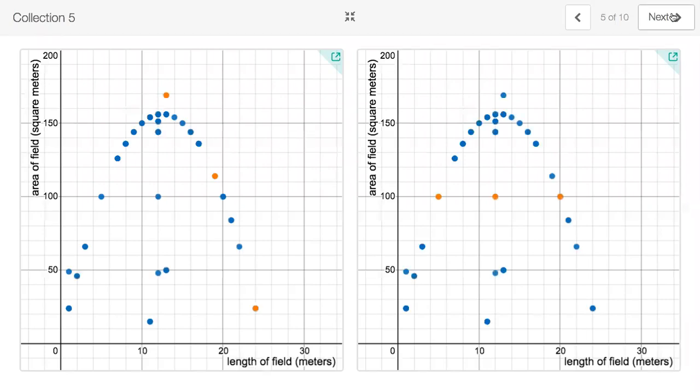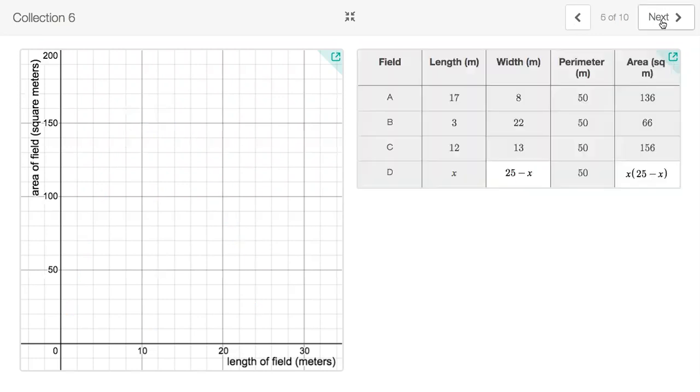Okay. So you can see in this one too, this one in the middle was a mistake. These two both work, they fit the pattern. The student should go back and check their one that was about 12 and see, did I get the width wrong or the area wrong on that one?